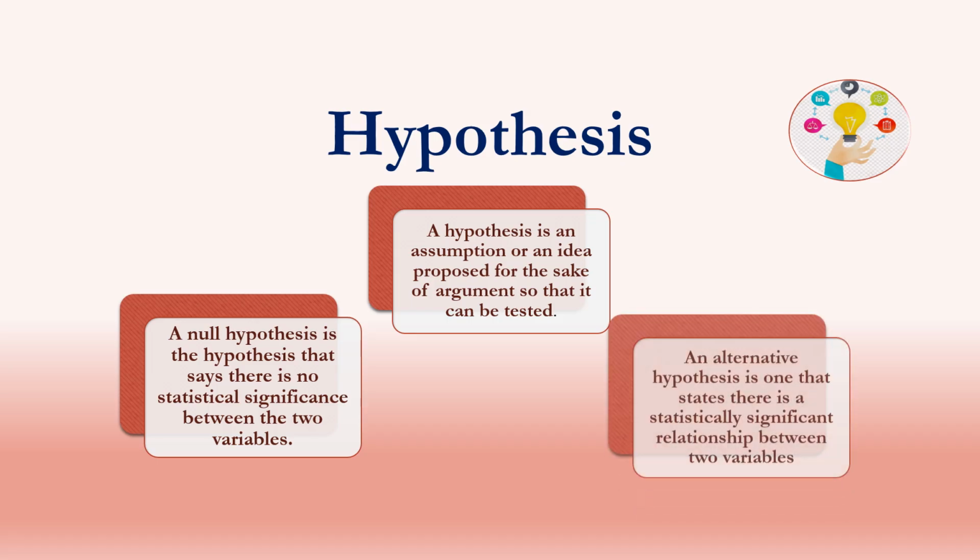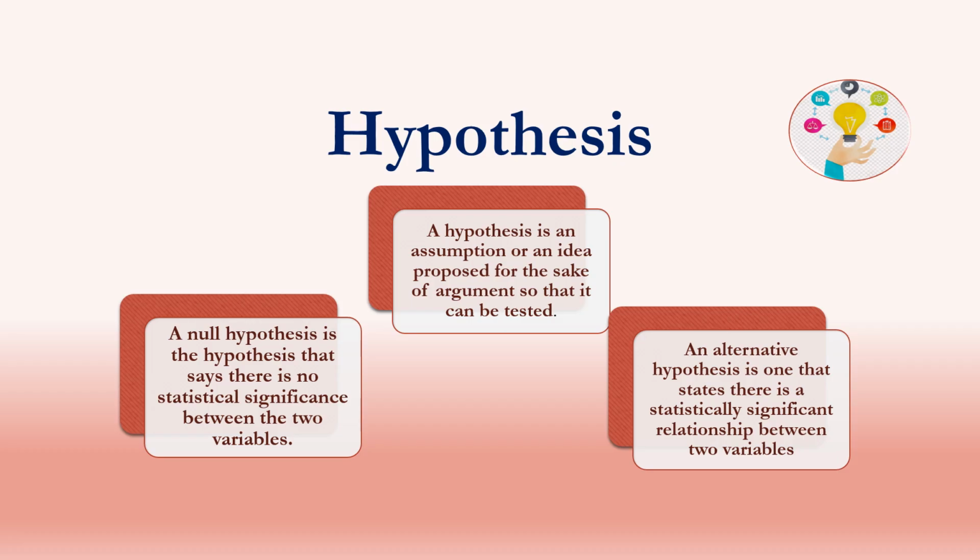The second one is an alternative hypothesis, which is denoted as either H1 or H alpha, is the hypothesis that proposes there is a statistically significant relationship between two variables. It suggests that the observed effect or difference is real and not due to random chance.